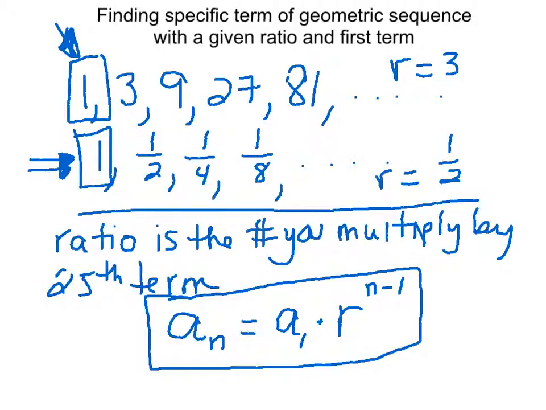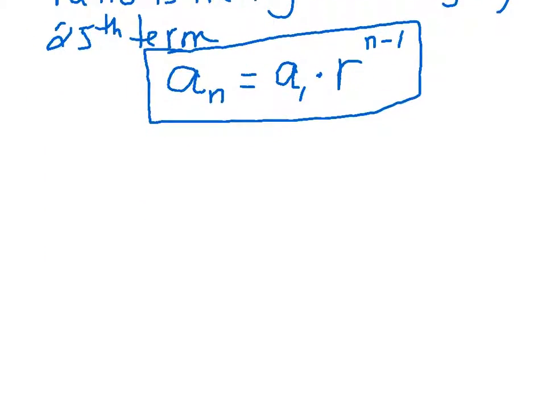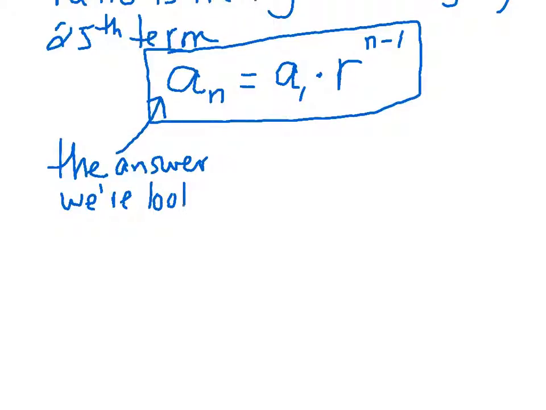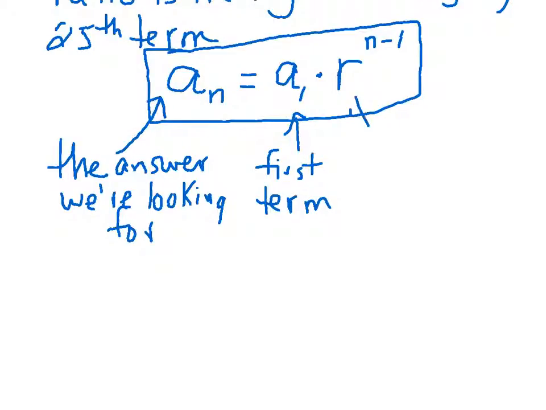Alright, I ran out of room. Let me slide this up a little bit. Alright, what are all these letters? So A sub n, that's the term, the answer we're looking for. A sub 1, that's just a fancy, short way of writing the first term. r is your ratio. And n is your term number that you're looking for.